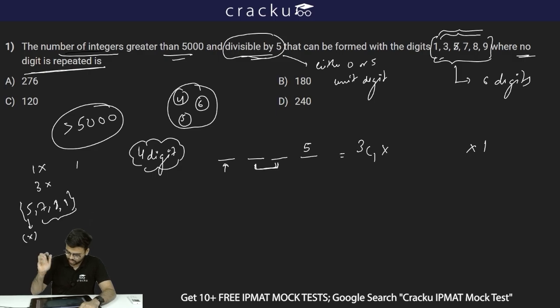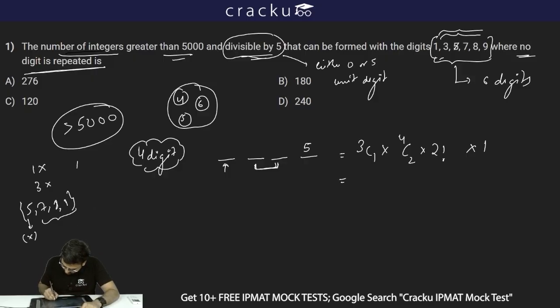Now we are left with 4 digits. Out of these 4 digits, I have to choose 2 digits and arrange them, so it will be into 2 factorial. For the second and third digit, out of the 4, I have to choose 2 digits and arrange them. So 4C2 into 2 factorial.